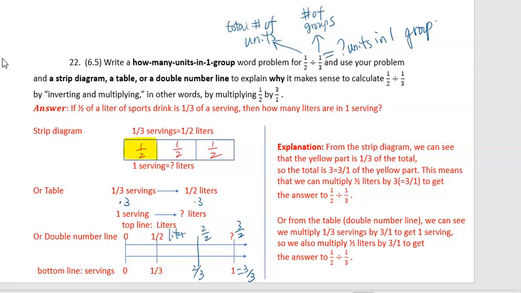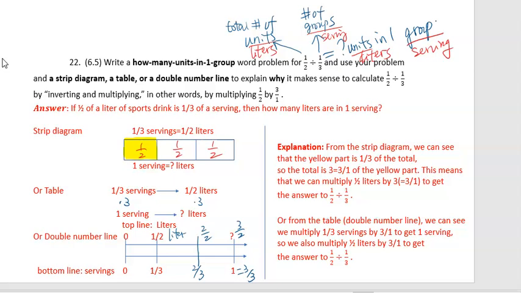Now let's pick something for the groups, something for the units. Again, I think I still did a serving for the groups. So one group is going to be one serving. But for units, I think I used liters this time instead of cups. So units becomes liters, groups becomes servings. Okay, so you can plug in the numbers now.